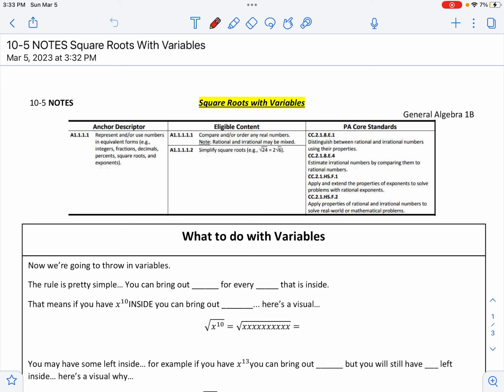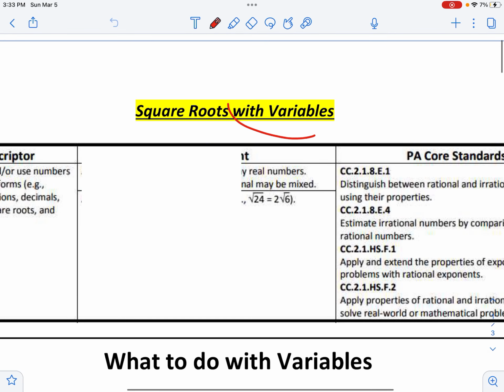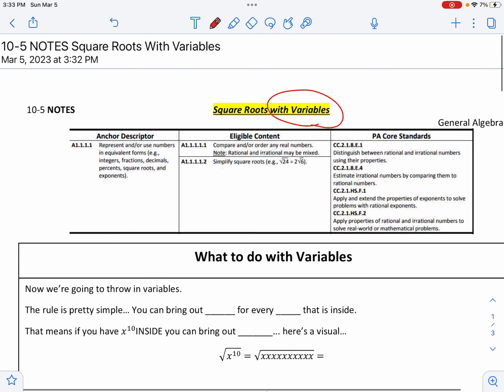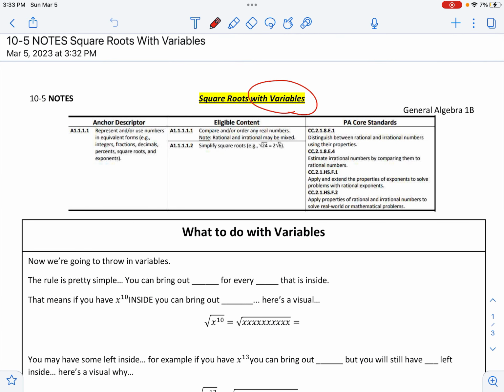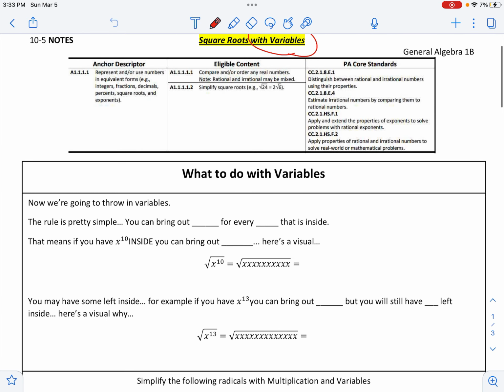So last year I taught this lesson along with 10-4 in one big lesson. This year I decided let's go ahead and take a break and do it in two lessons. So today I want to teach you how to handle variables inside of roots. Hold on, my Notability's acting up. There we go. Okay, same eligible content, same PA standards.